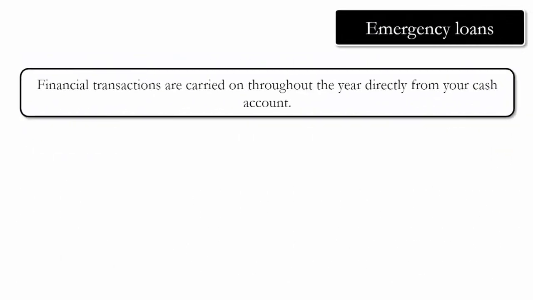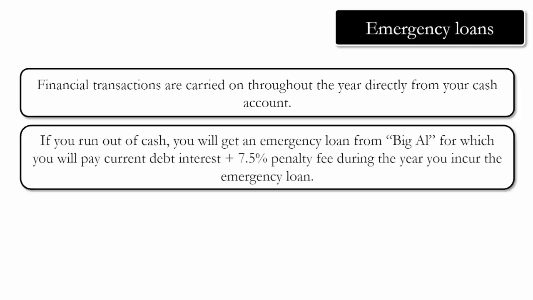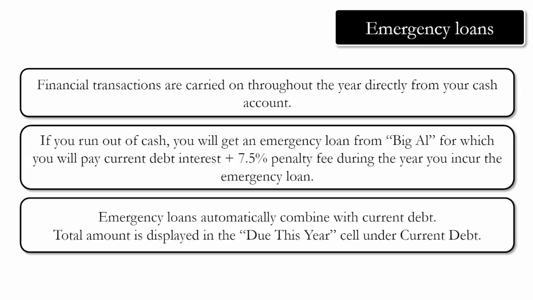Financial transactions are carried on throughout the year directly from your cash account. If you run out of cash, you will need an emergency loan from Big Al, for which you will pay current debt interest plus a 7.5% penalty fee during the year you incur the emergency loan. Emergency loans automatically combine with current debt, and the total amount will be displayed in the due this year cell under current debt.